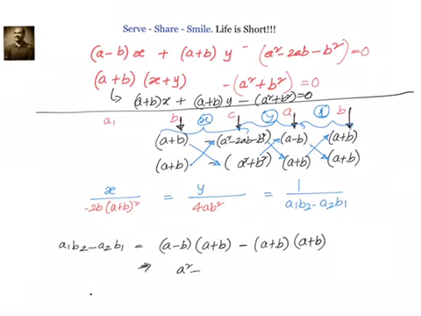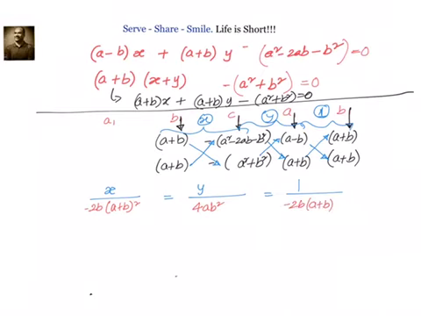We'll have a square minus b square minus of a plus b whole square, that is minus a square minus 2ab minus b square. Let us simplify that. A square will cancel. We'll have minus 2b square minus 2ab. Can I take minus 2b common? We'll have minus 2b into a plus b. So we know a1 b2 minus a2 b1 is minus 2b into a plus b. So let's go ahead and try to substitute and find out x and y values.